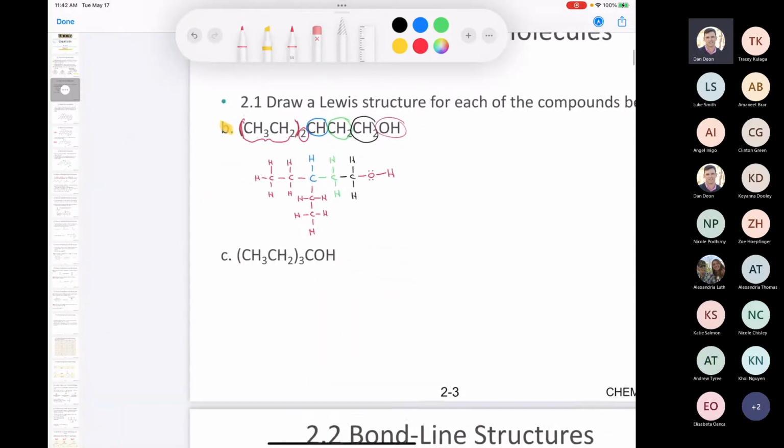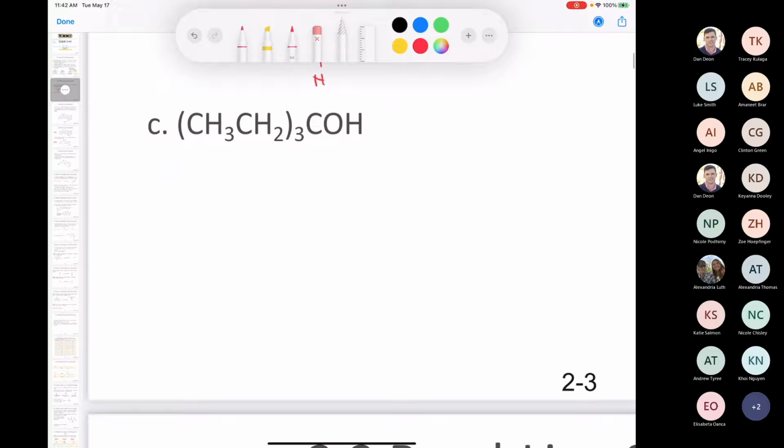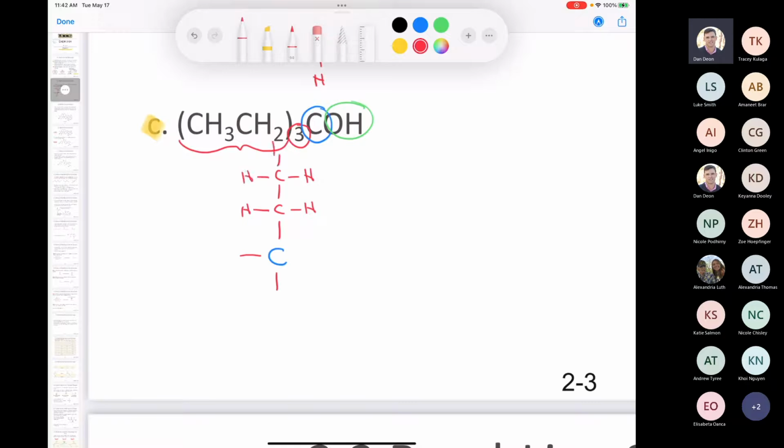In the next one, we have, let's see here, C. All right. So we've got how many CH2CH3s? This time we have 3 of them, and they're all attached to one carbon with an OH attached directly to it. So let's start with the carbon. And that carbon is going to have 3 CH2CH3s. So I'll go 1, 2, 3. So CH2, CH3. Oop, kind of running out of space there.